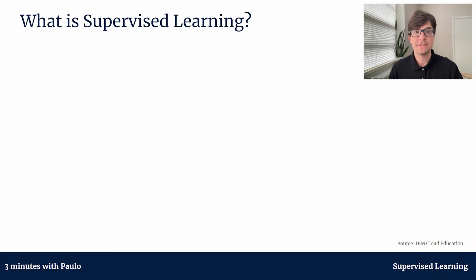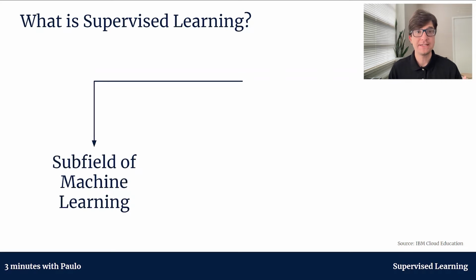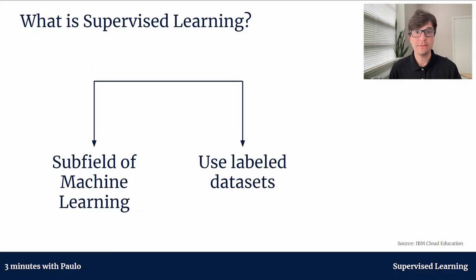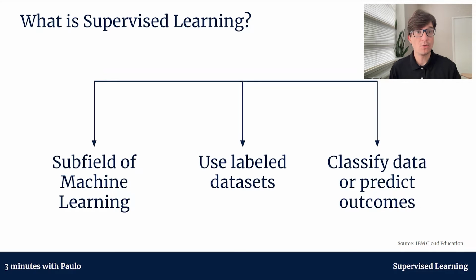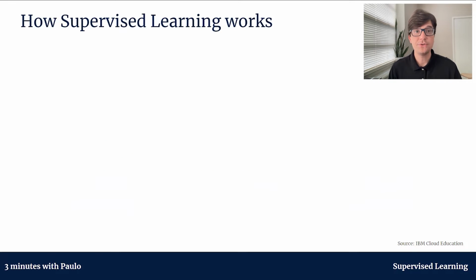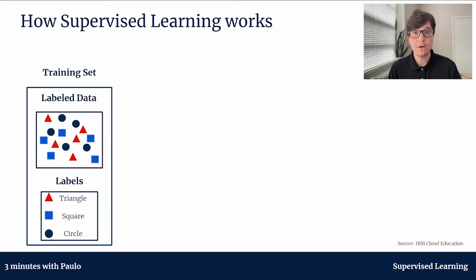Supervised learning is a subfield of machine learning, and it's defined by its use of labeled datasets to train algorithms to classify data or predict outcomes accurately. Supervised learning helps organizations solve a variety of real-world problems, such as classifying spam emails in a separate folder from your inbox.